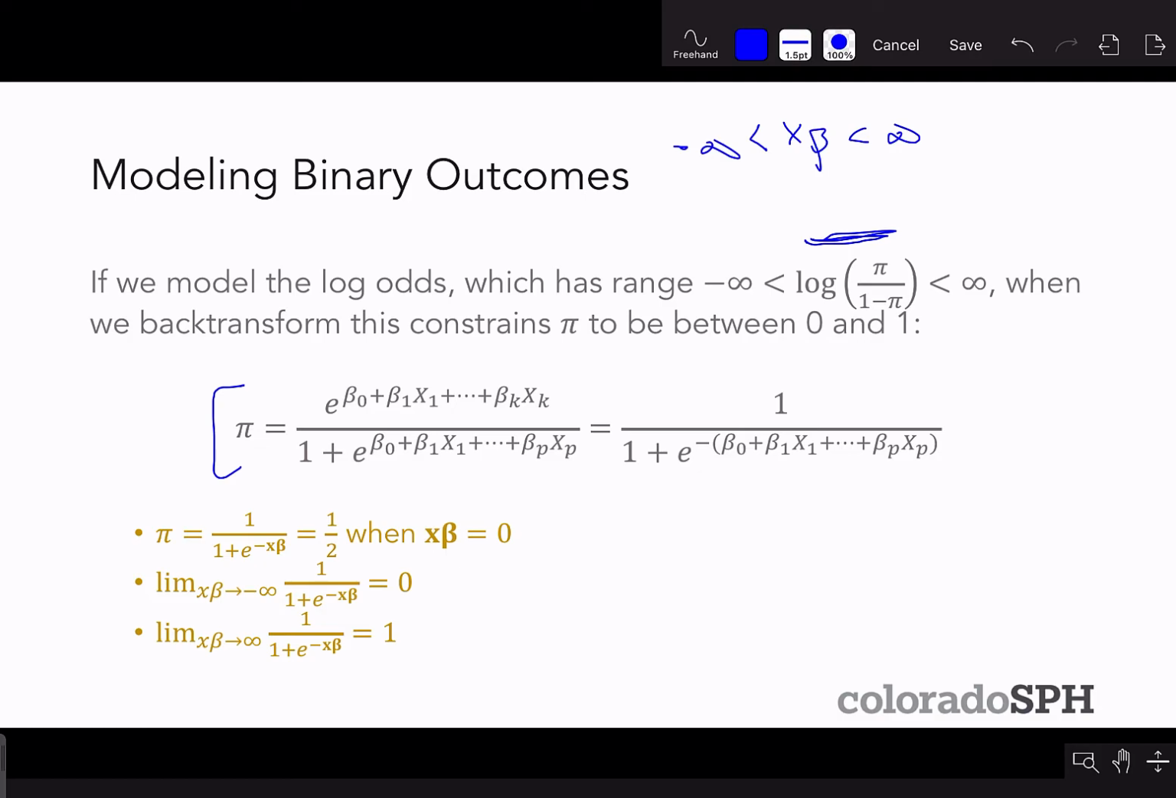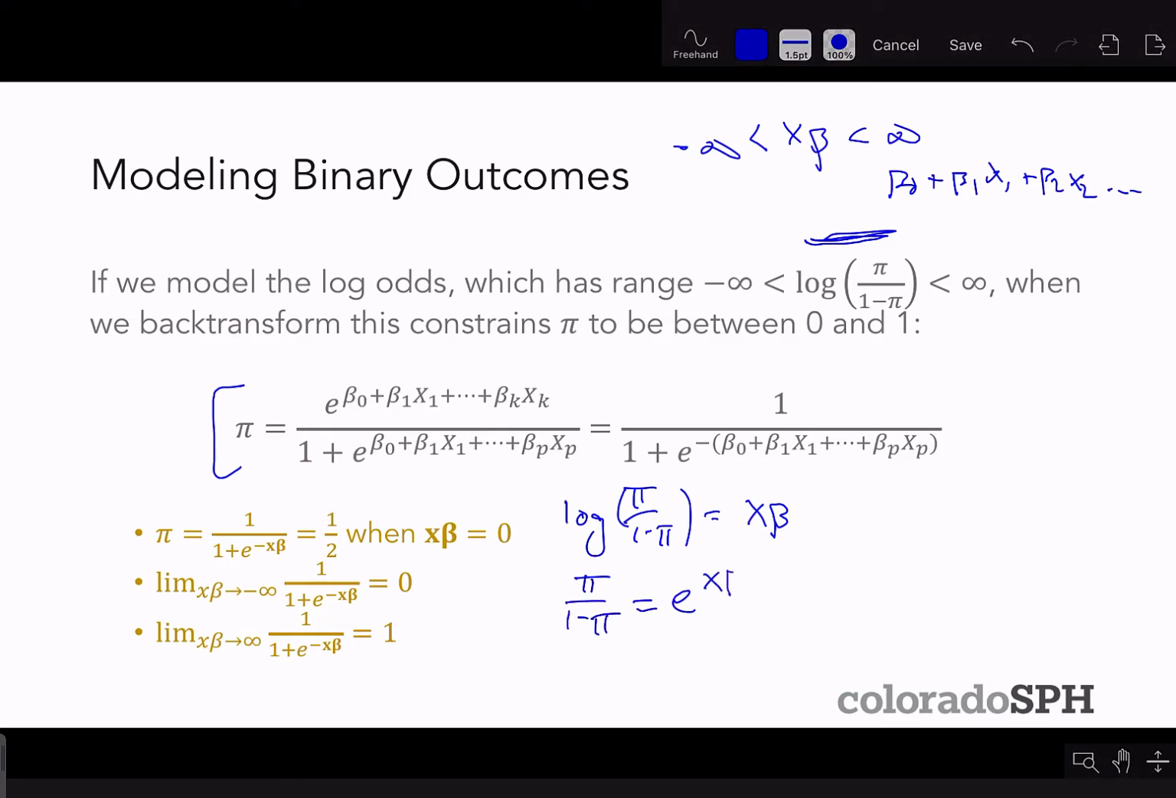When you go about doing that, you start with the model, log of pi over 1 minus pi equals x beta, which is the matrix notation for beta 0 plus beta 1 x1 plus beta 2 x2, etc., just because it's a little bit easier than writing that out every time. You're going to exponentiate that to get pi over 1 minus pi equals e to the x beta. Multiply by both sides to get pi equals e to the x beta times 1 minus pi.